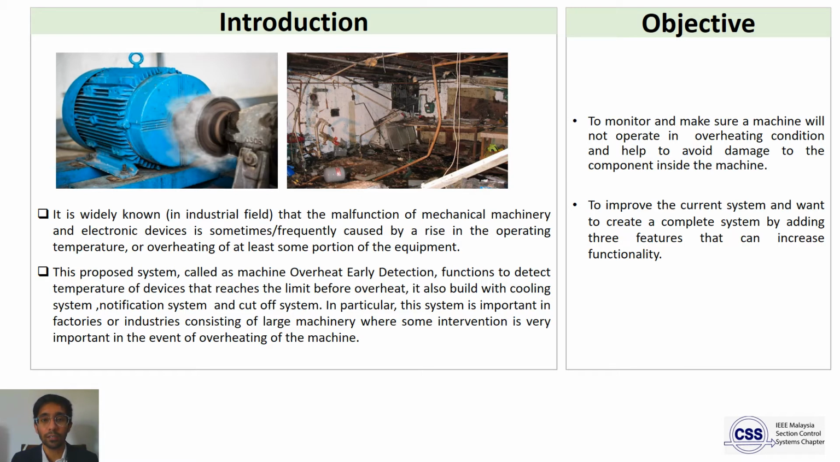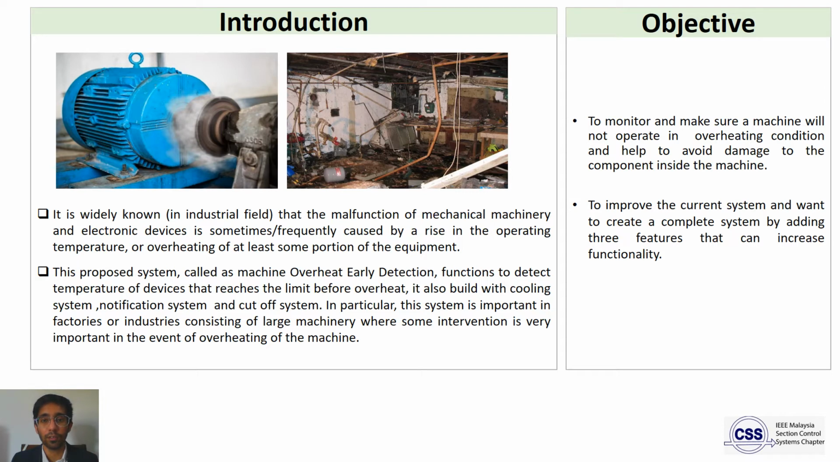If you can see on the right side, we have stated two main objectives. The first is to monitor and make sure a machine will not operate in an overheating condition, and to help avoid damage to the components inside the machine. The second objective is to improve the current system and create a complete system by adding three features that can increase the functionality. The first feature is the cooling system using a fan, which will help to cool down the machine. The second feature is the notification system.